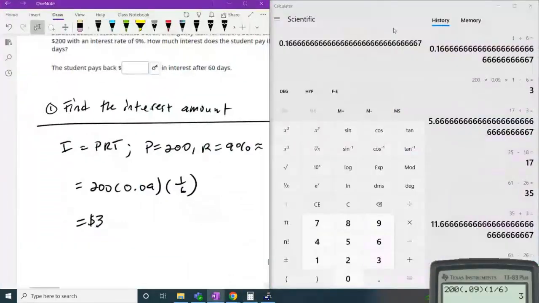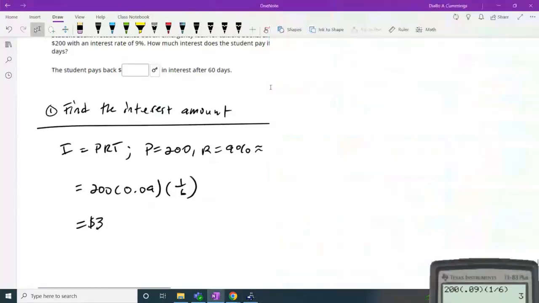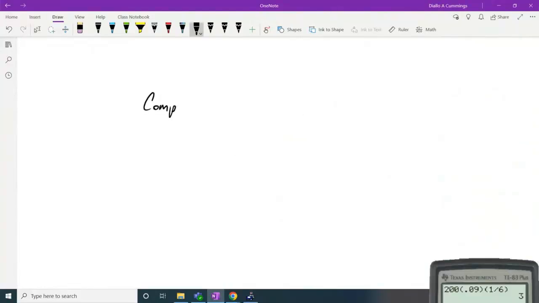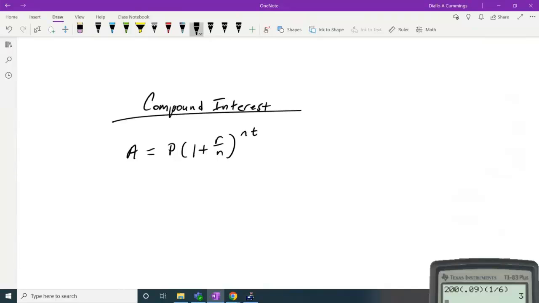And then on the next problem, we talk about compound interest. So here is compound interest. The formula says that A is equal to P times (1 plus R over N) raised to the N times T. So this has an exponent to it.